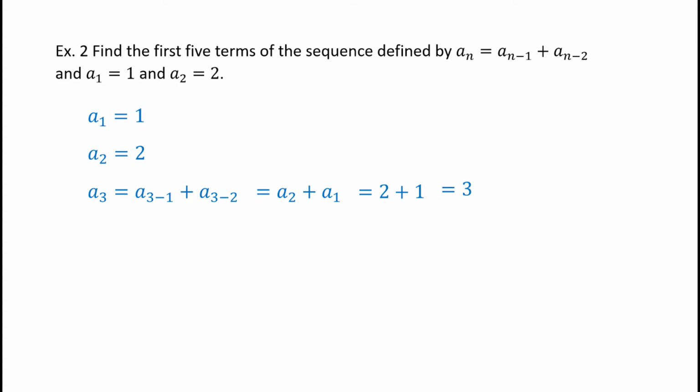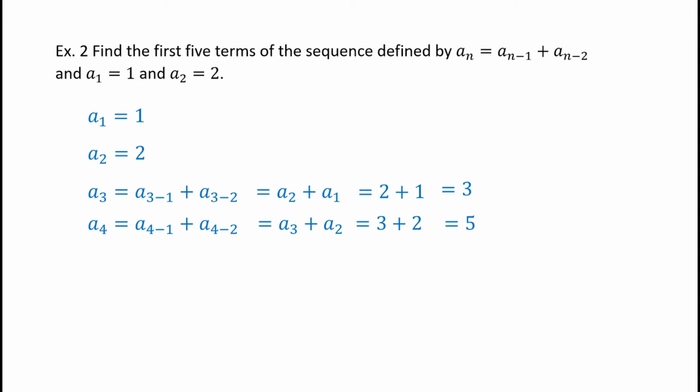Let's find the fourth term, or a sub 4, using the recursive definition. That's equal to a sub 4 minus 1 plus a sub 4 minus 2. Let's perform the arithmetic of the subscripts. That will give us a sub 3 plus a sub 2. We just computed a sub 3. That value is 3. So we'll have 3 plus, and the a sub 2 given in the statement of the problem is 2. The sum of 3 plus 2 is 5.